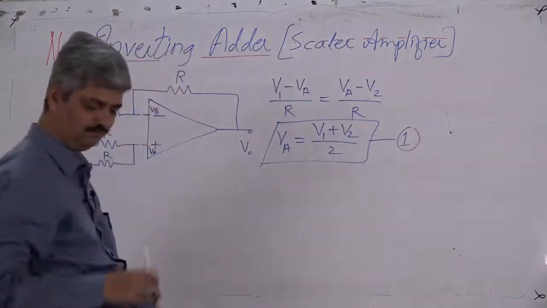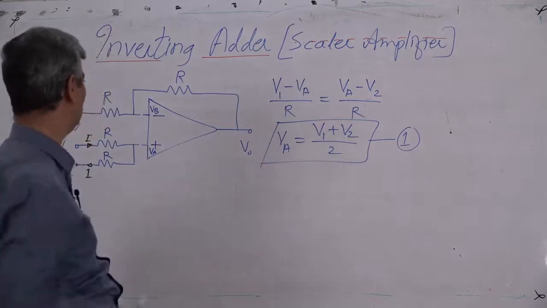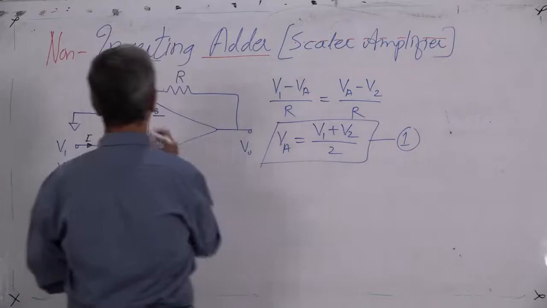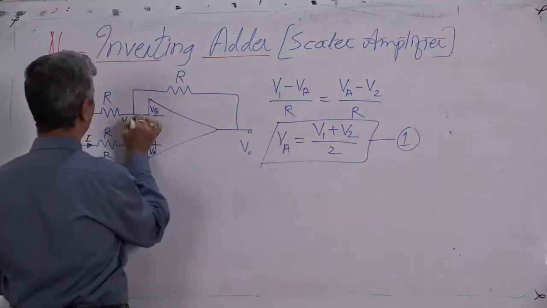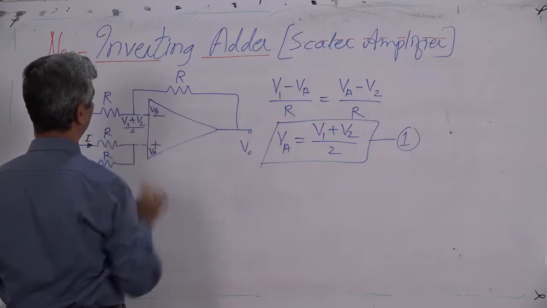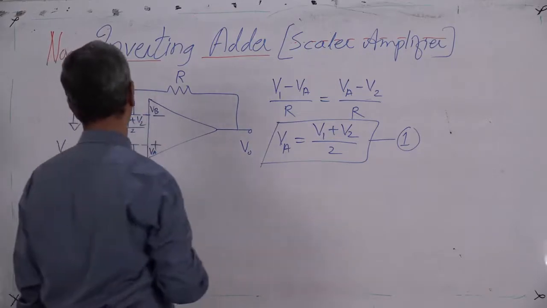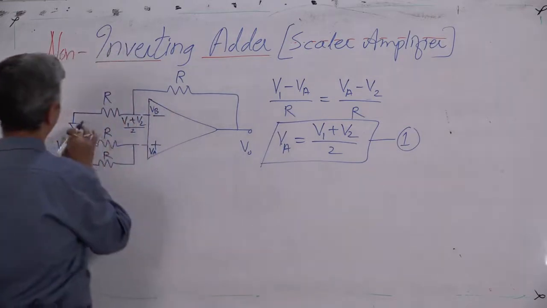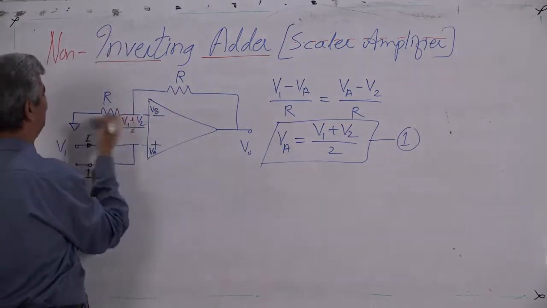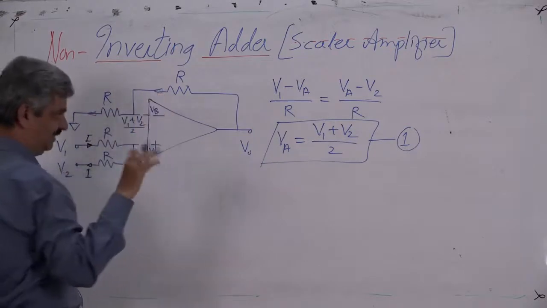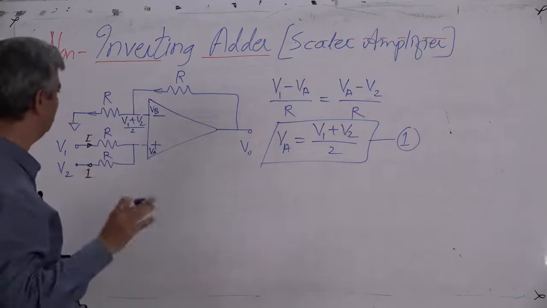VA is (V1 plus V2) by 2. Now, transfer it to VB. So, VB is (V1 plus V2) upon 2. Then apply Kirchhoff's laws. Now, you find this as ground. So, the conventional current is in this direction, no problem. If you take the reverse direction, the value will come negative.